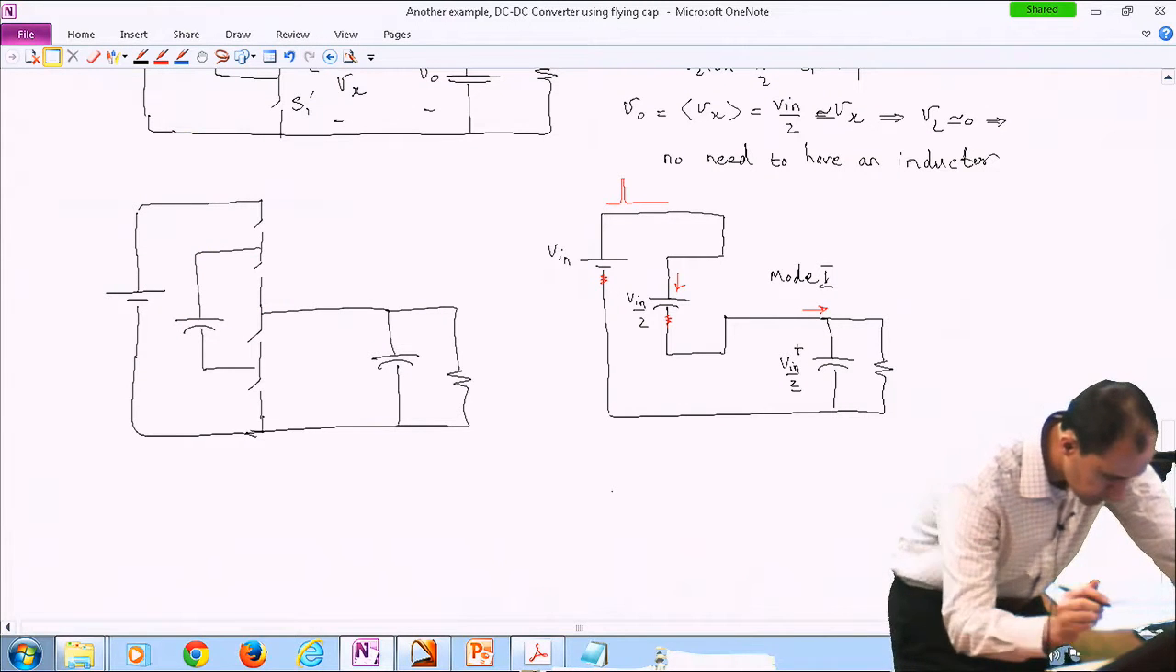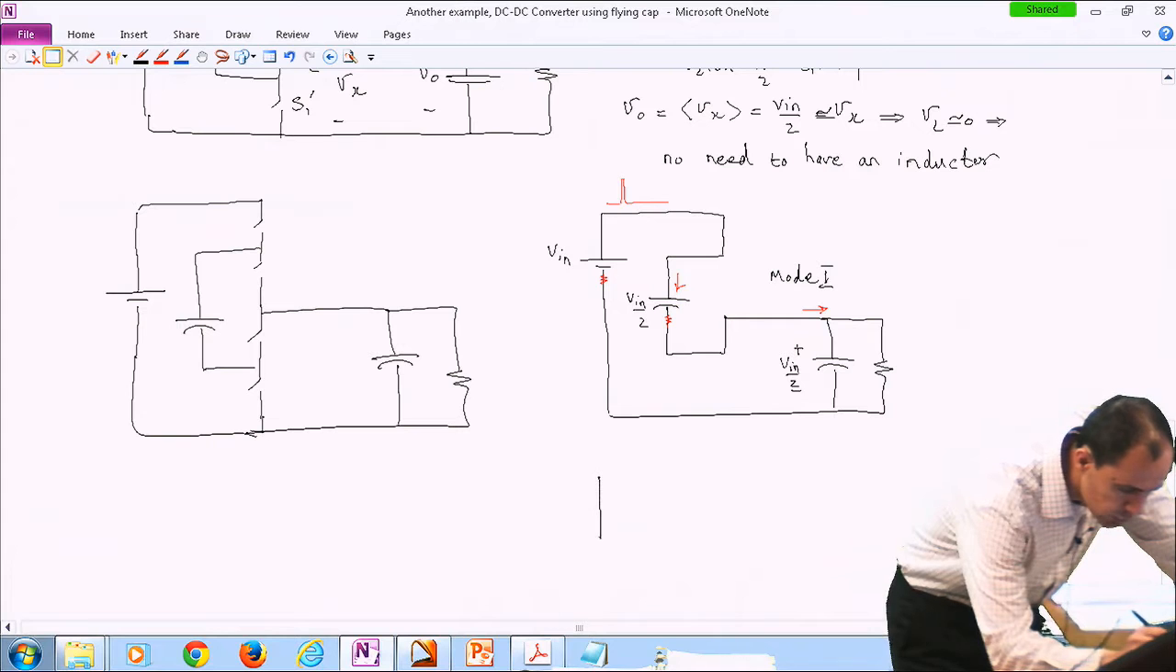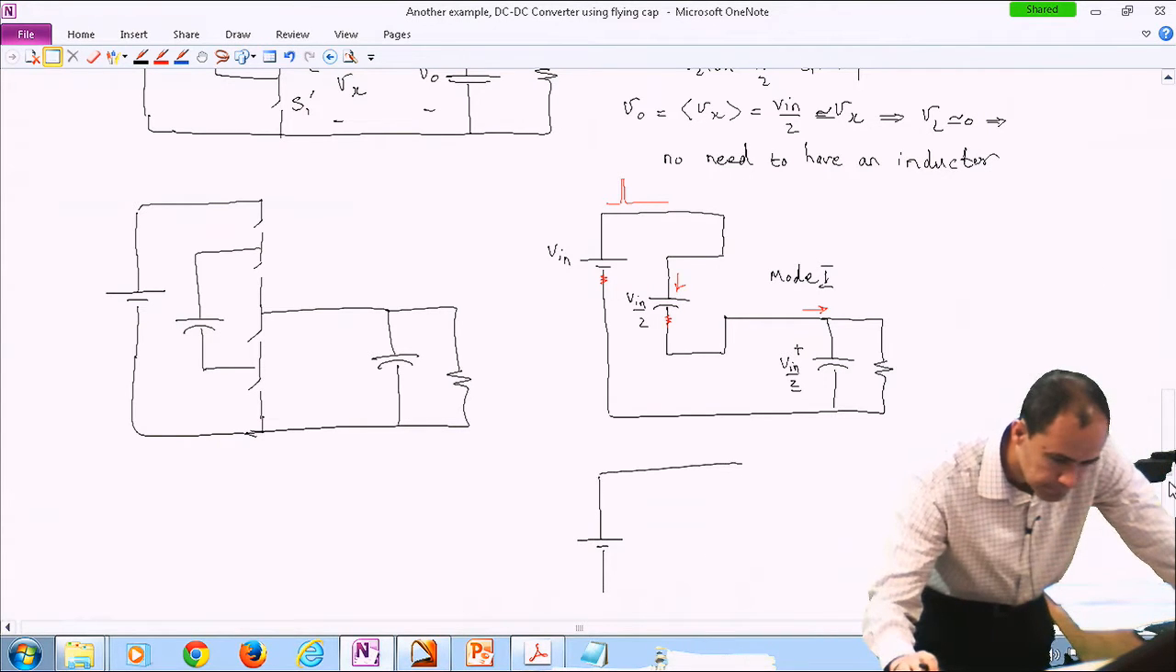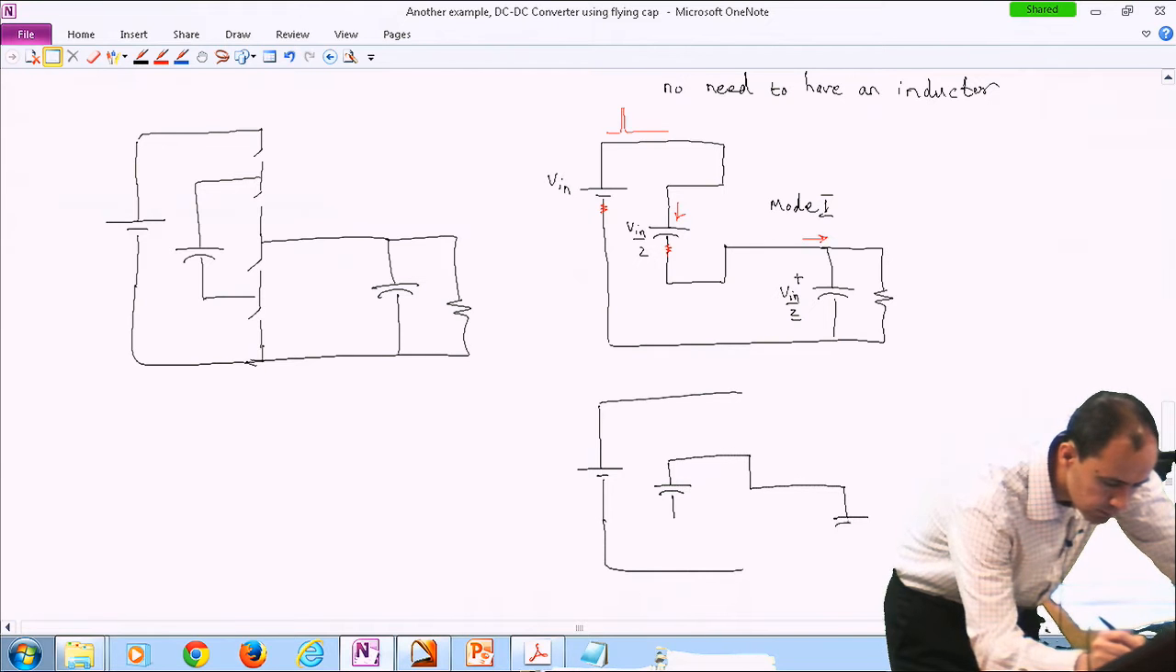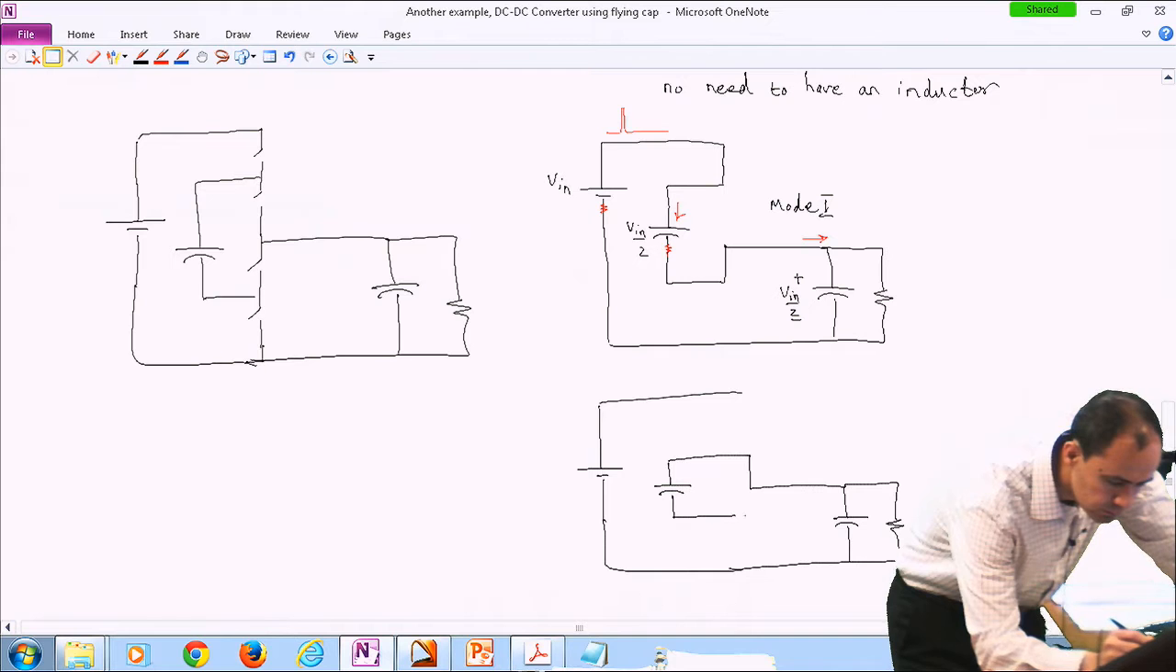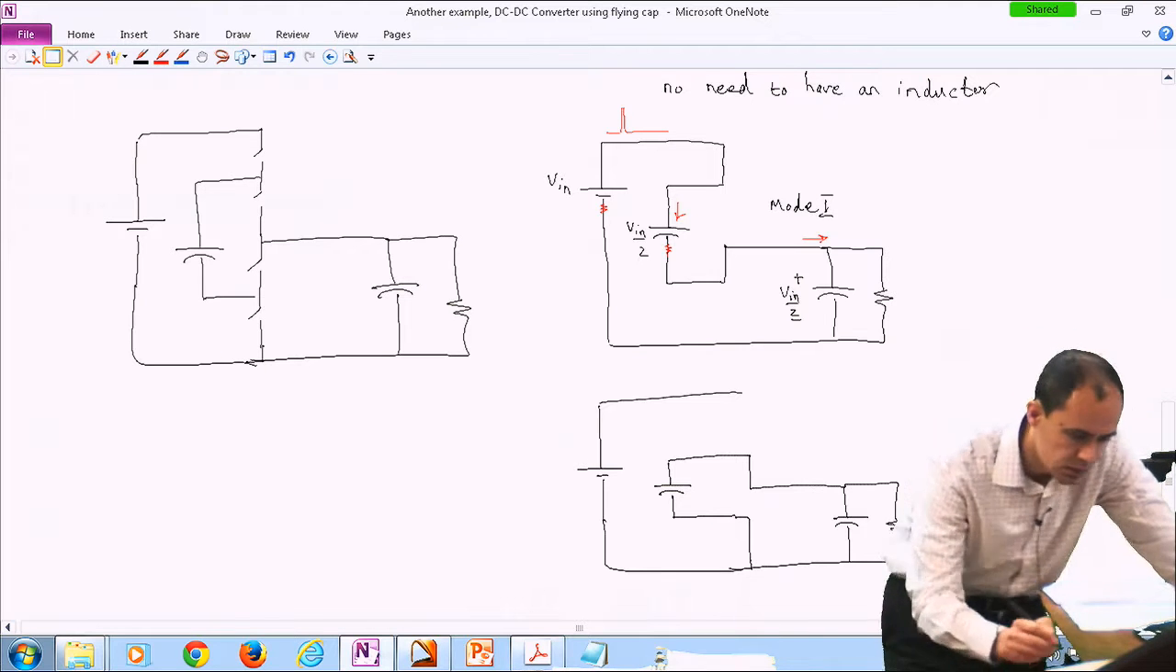And in the second mode, what happens is the source is disengaged, basically. And it is the capacitor that is connected over here. All right, something like this. So this is mode 2.